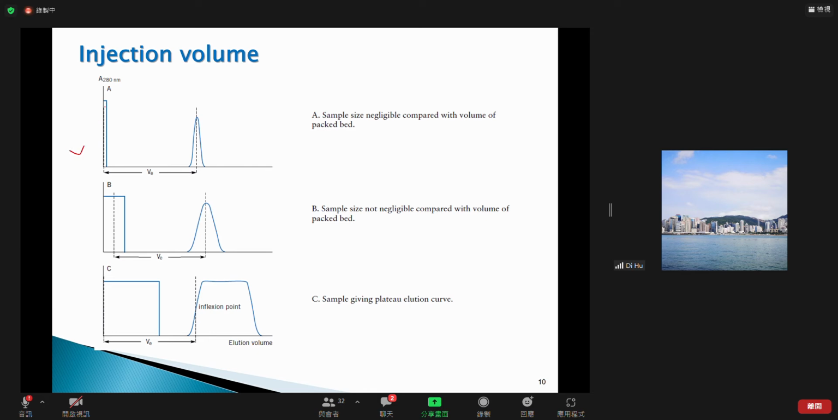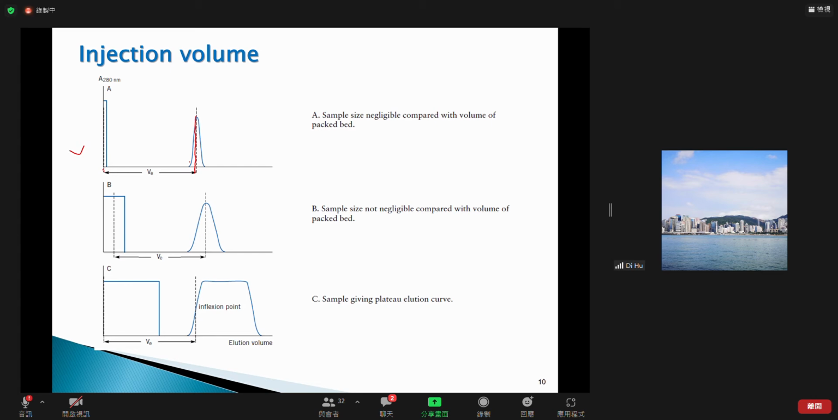You can see that the sample volume injected should be small enough to be just ignored, neglected, compared with the VT. And then the VE is measured at the volume from the injection point, you can see from here, to what? To the peak maximum, in the elution diagram. So that will be the VE.